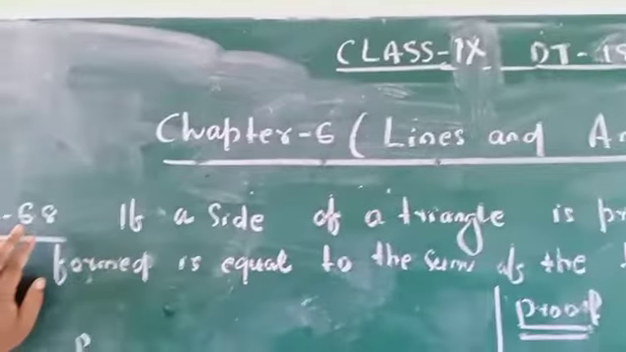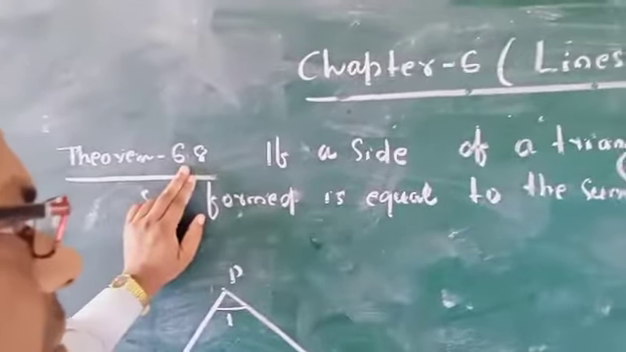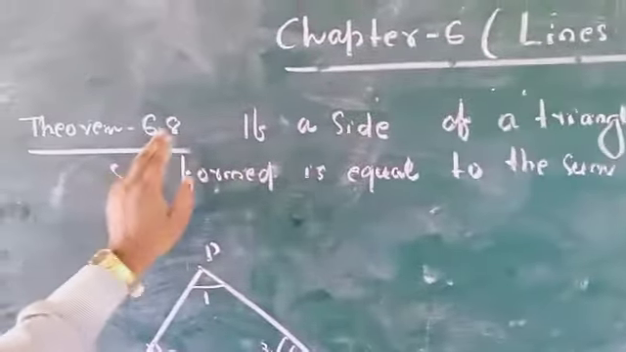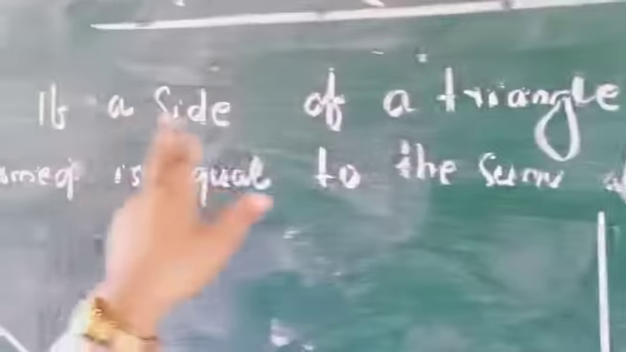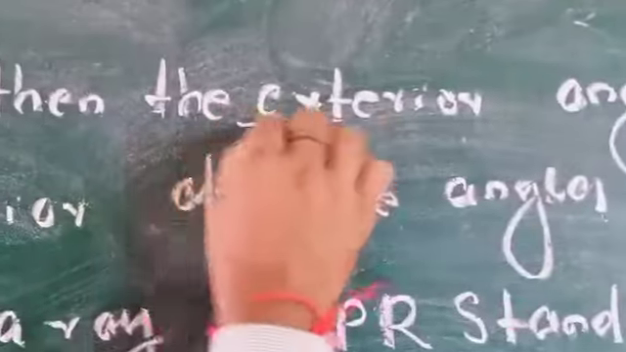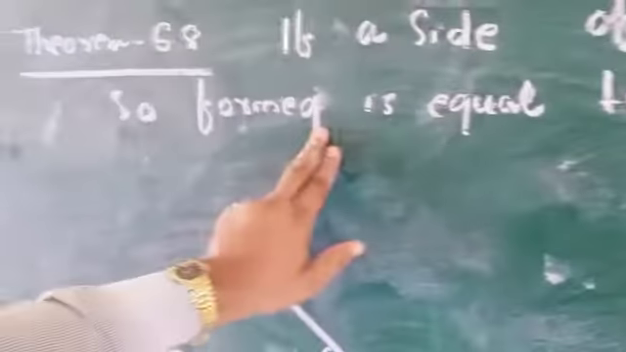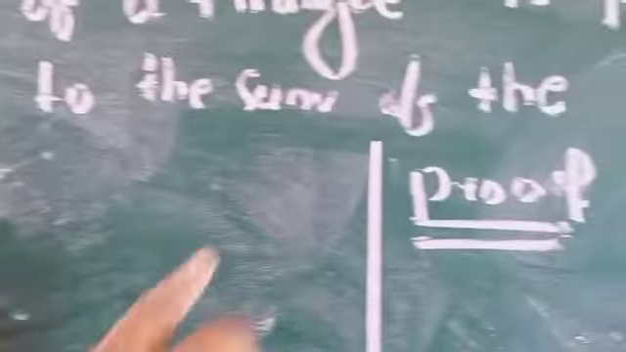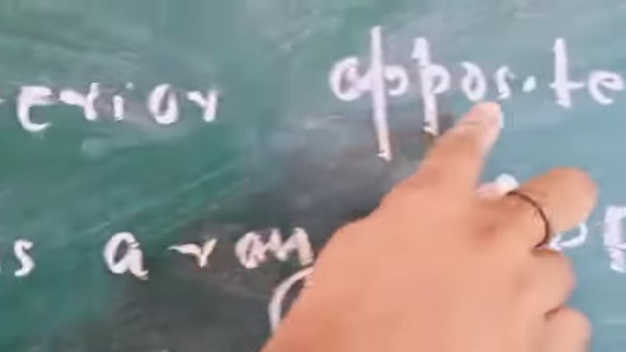The next theorem is Theorem 6.8 of Lines and Angles. If a side of a triangle is produced, then the exterior angle so formed is equal to the sum of the two interior opposite angles.